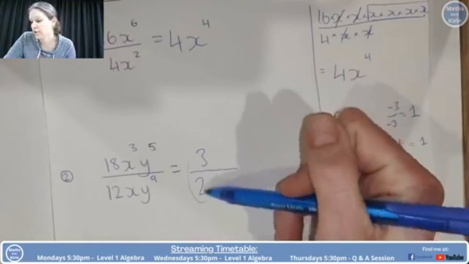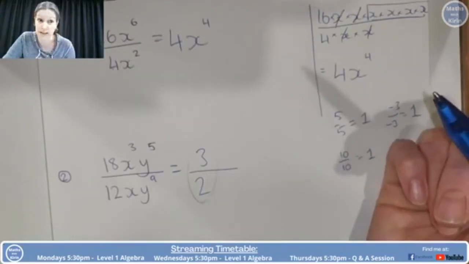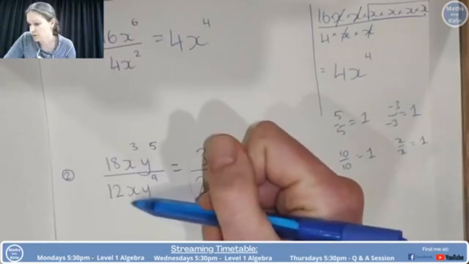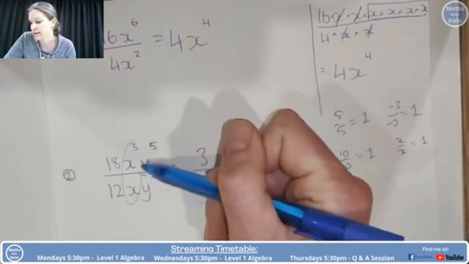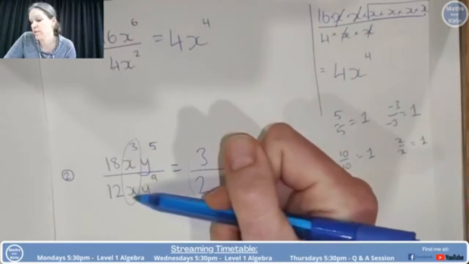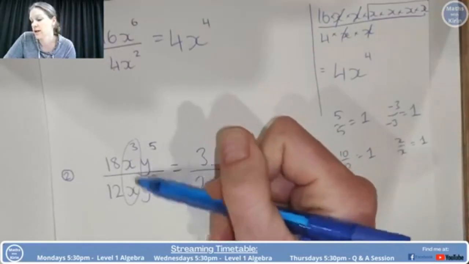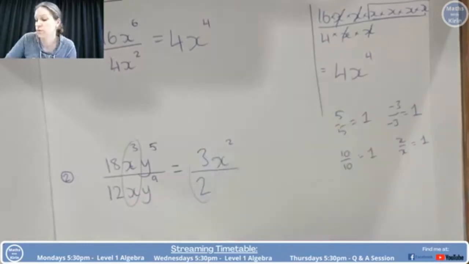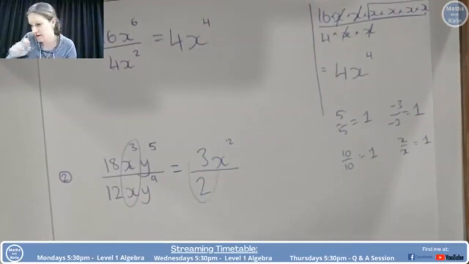All right, but 3 and 2, there's no common factors aside from 1, and that's not going to help us in this case. So now we move on to our variables. If we just take our x's to start with, we've got 3 at the top and 1 at the bottom. So we can take 1 at the bottom and cancel with 1 at the top, which just leaves us with 2 x's. We're unable to simplify.